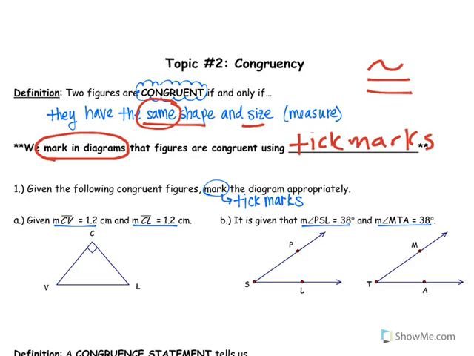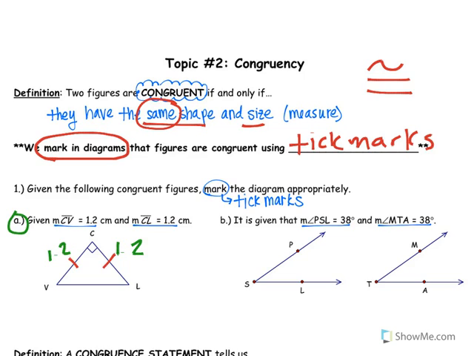Looking at letter A, it says, given the measure of CV, we learned that last time, the measure of CV is 1.2, so that means that this segment right here is 1.2, right? And the measure of CL is also 1.2. Those are the same measure. So we know that those line segments, CV and CL, are congruent. Since I know they're congruent, what can I do? I can mark them with these little tick marks like this.